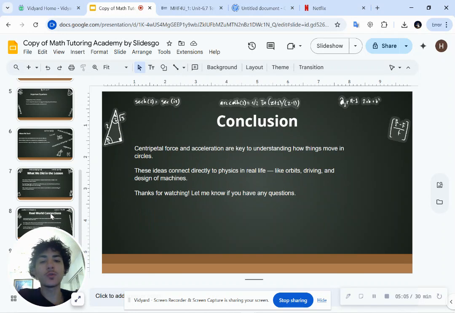Conclusion: centripetal force and acceleration are key to understanding how things move in circles. These ideas connect directly to physics in real life, like orbiting, driving, machine design, and so on.